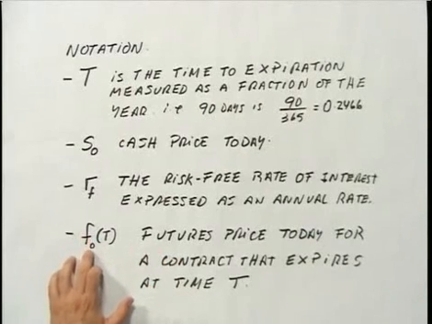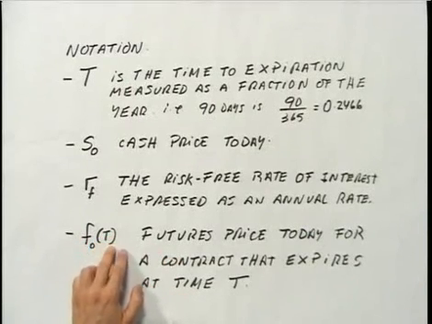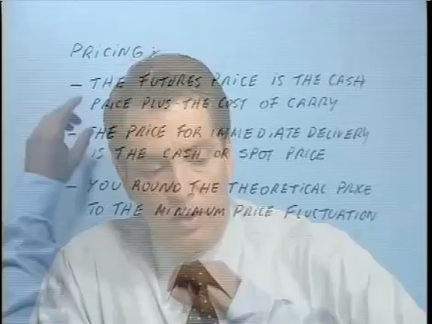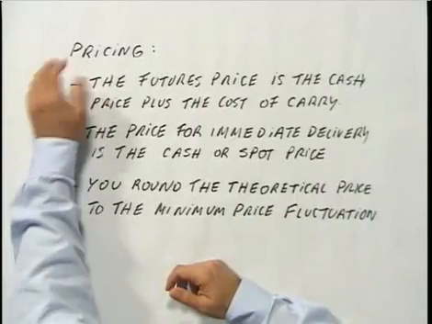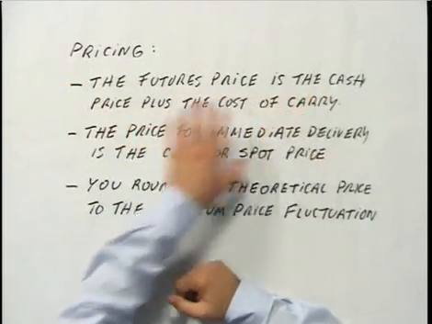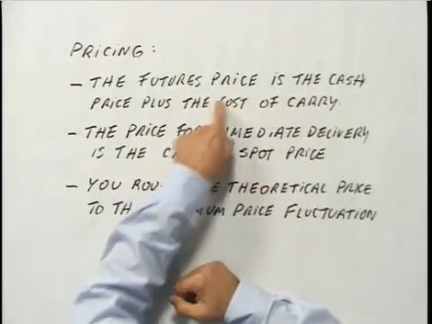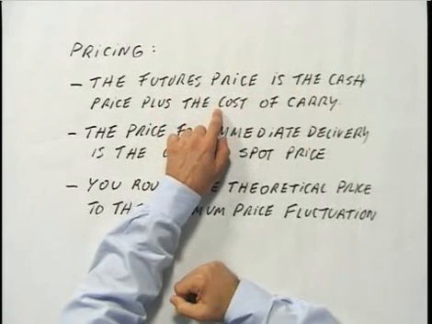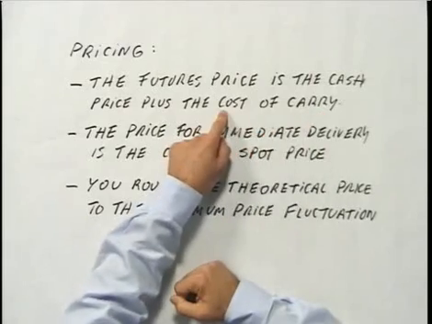So F sub zero of big T is the futures price today for a contract that expires at time big T. The second set of skills you need to solve these problems is pricing. And more than skills, you need actually the knowledge to be able to figure out the prices of these contracts. So you have to remember that in pricing, the futures price is the cash price plus the cost to carry. And this cost to carry will be different depending on the commodity and will be made clear from the wording of the problem what it is.